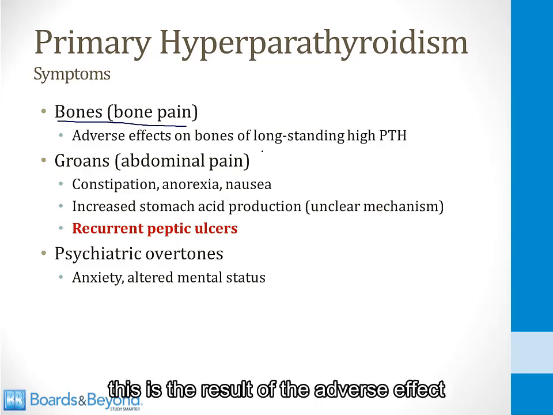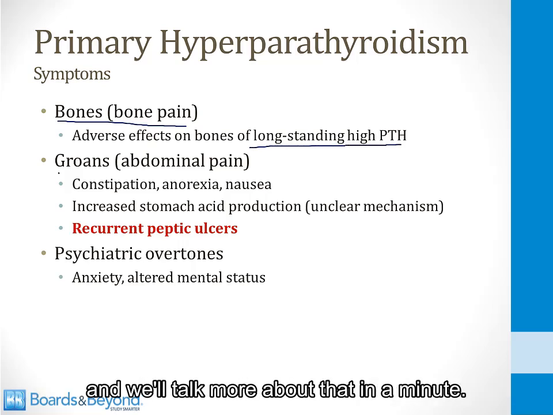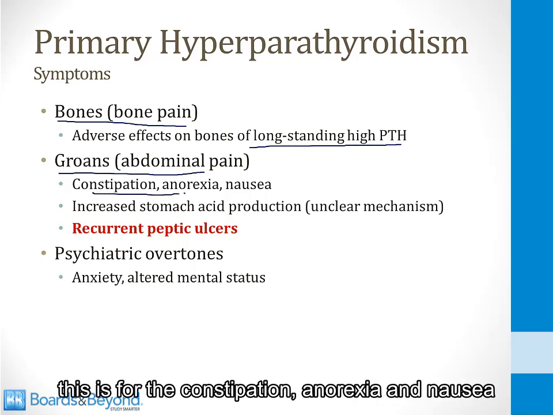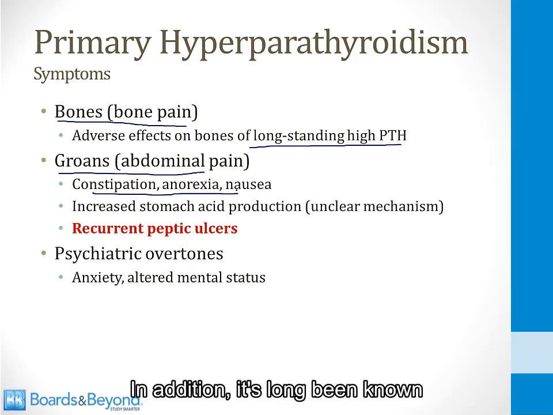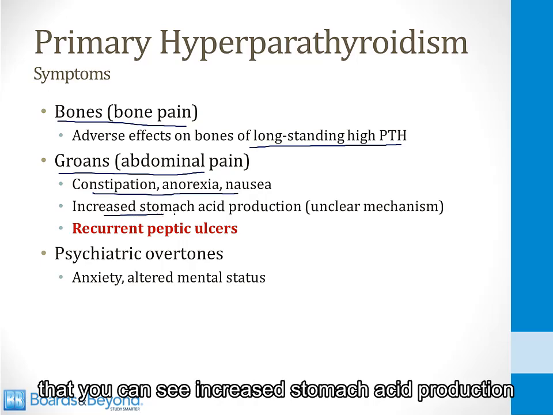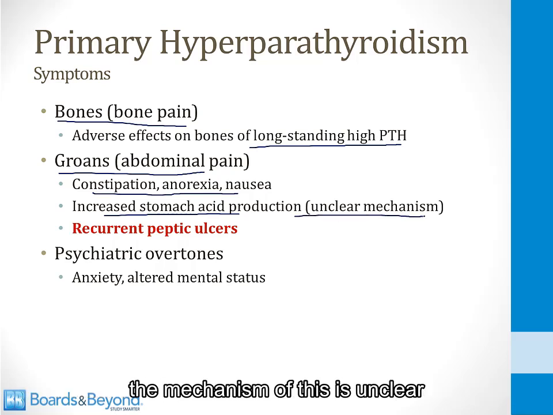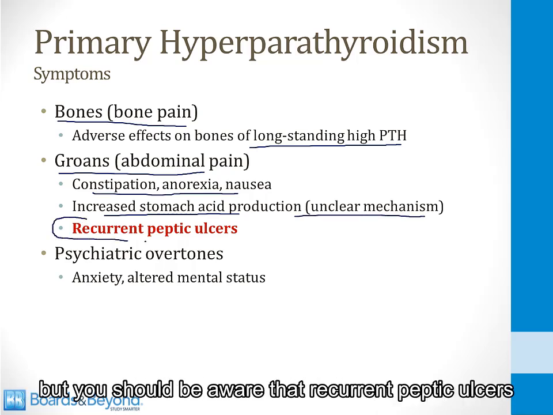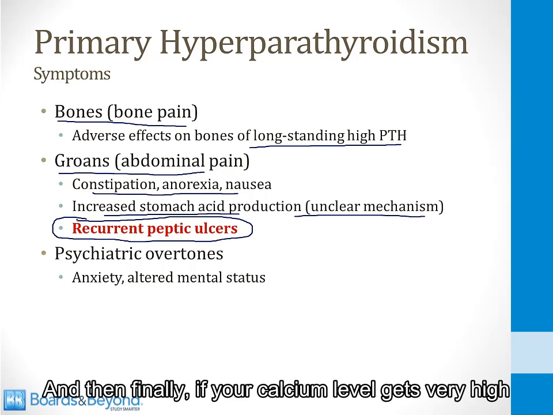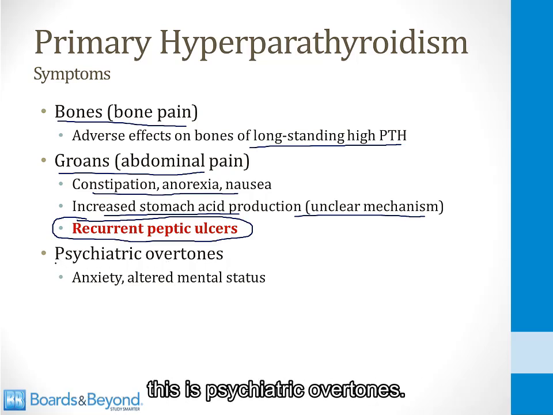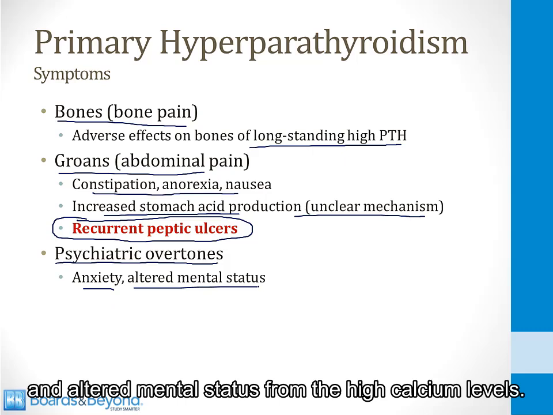Bones refers to the bone pain that can occur in hyperparathyroidism. This is the result of the adverse effect on bones of long-standing high parathyroid hormone, and we'll talk more about that in a minute. Groans stands for abdominal pain. This is for the constipation, anorexia, and nausea that patients develop when they have high levels of calcium. In addition, it's long been known that you can see increased stomach acid production in patients with hypercalcemia and hyperparathyroidism. The mechanism of this is unclear, but you should be aware that recurrent peptic ulcers is also something you can see in hypercalcemia. And then finally, if your calcium level gets very high, you can become disoriented and confused. This is psychiatric overtones. Patients with hypercalcemia can have anxiety and altered mental status from the high calcium levels.